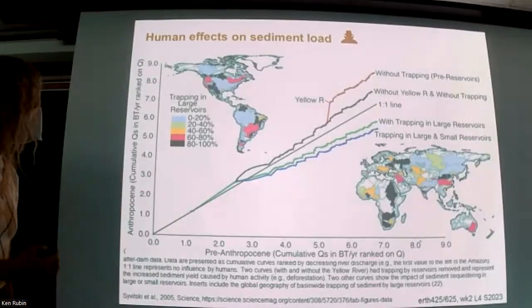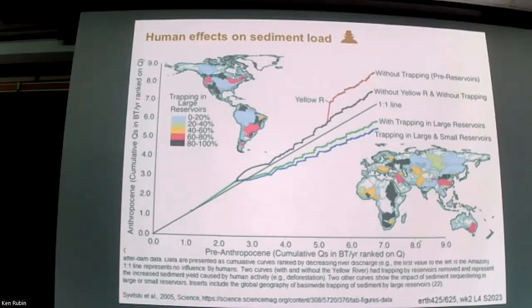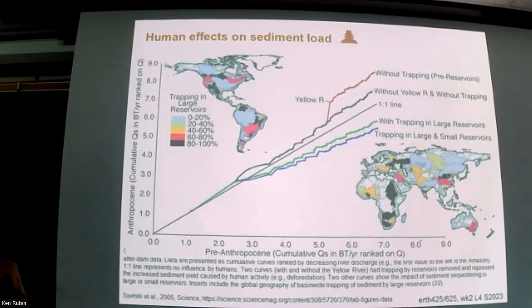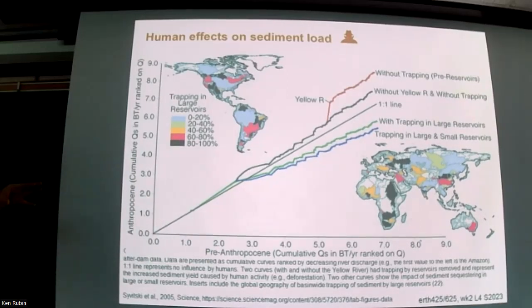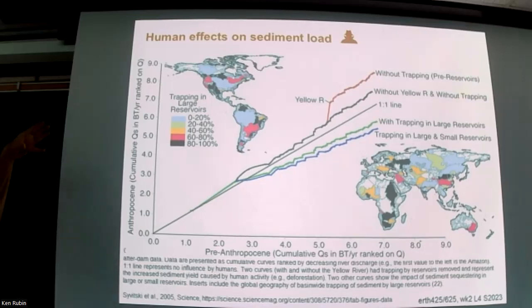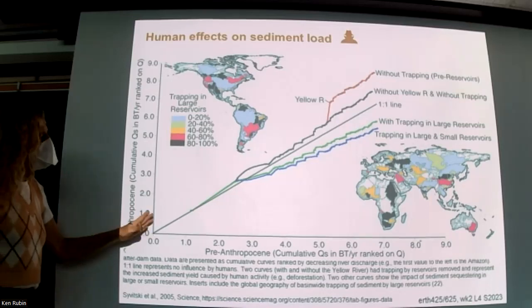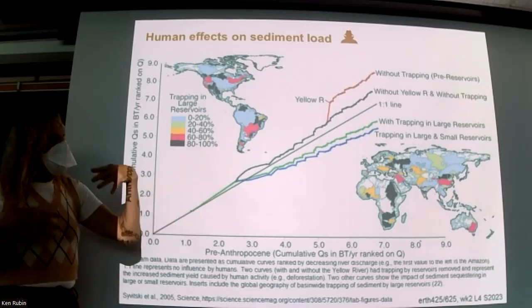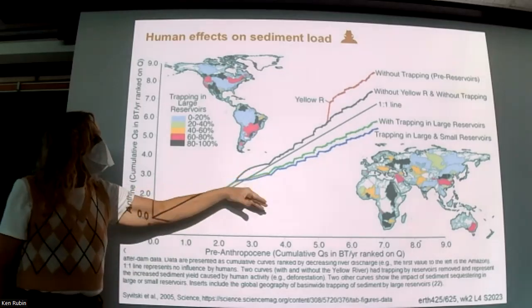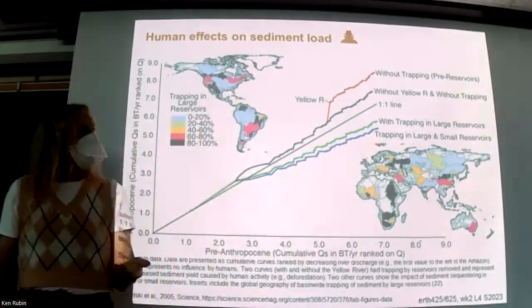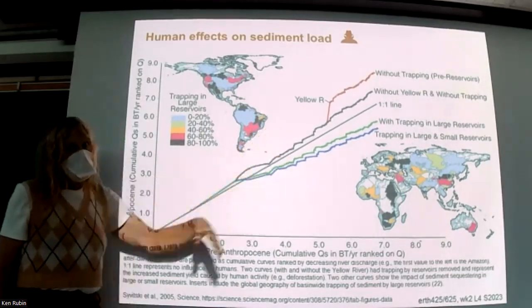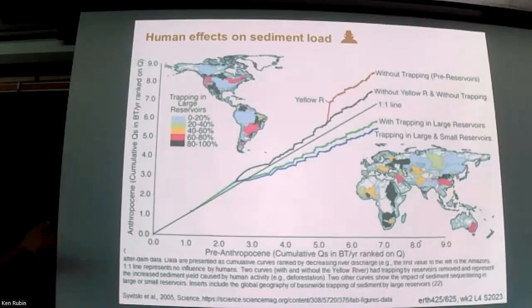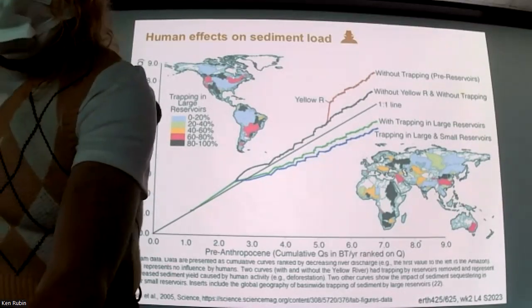Okay, and this is just another diagram showing you the relative proportion of pre-human and post-human as a function of the flux per year and the size of the reservoir. So you can see places where it looks like human activities have reduced the sediment load because of trapping of water in reservoirs and behind dams, and places where human activities have increased the outflow of sediments because of the other types of activities that I mentioned.